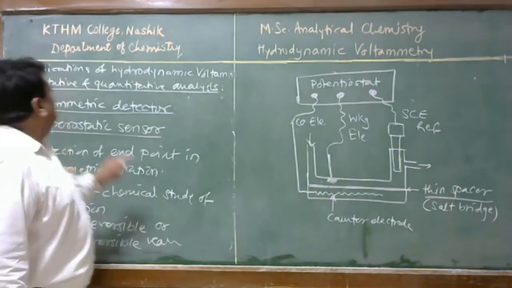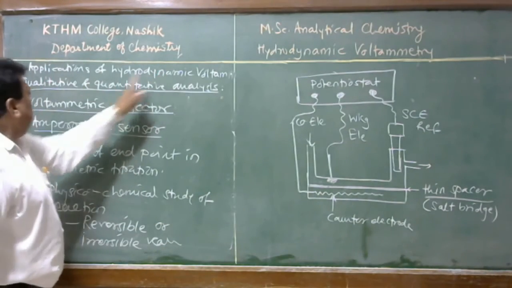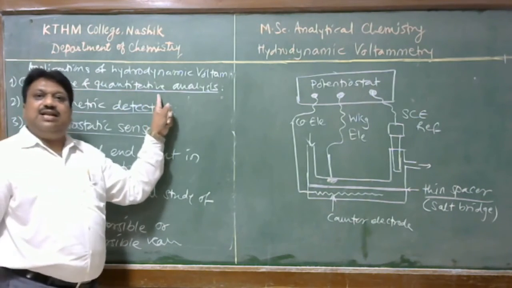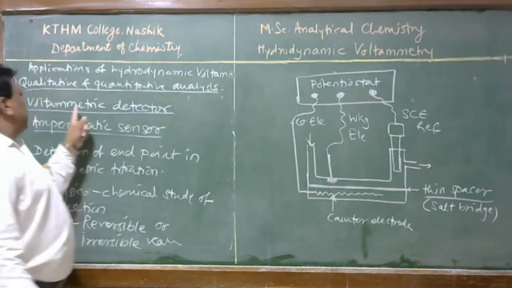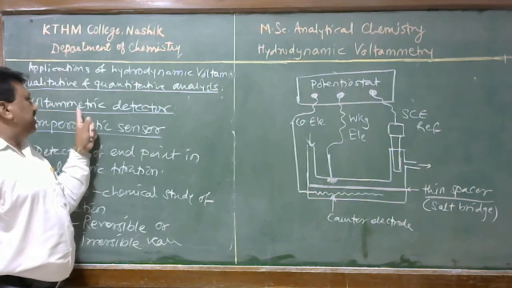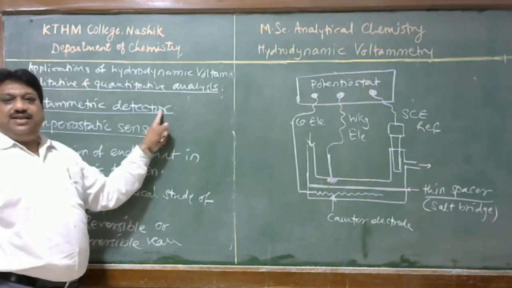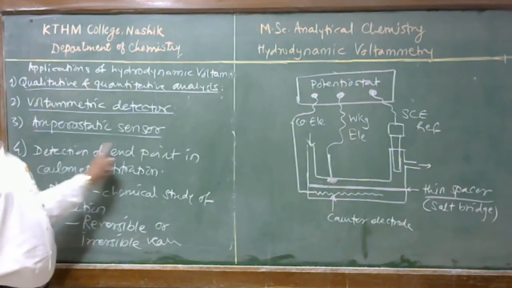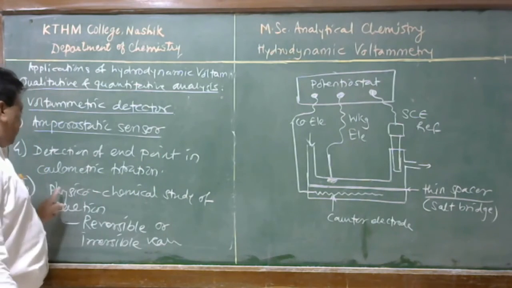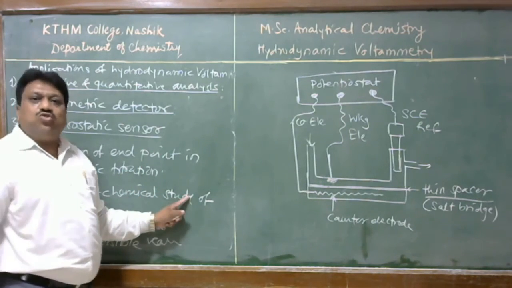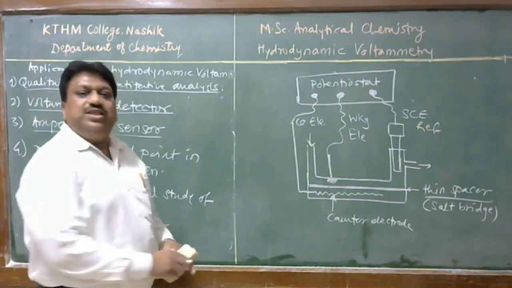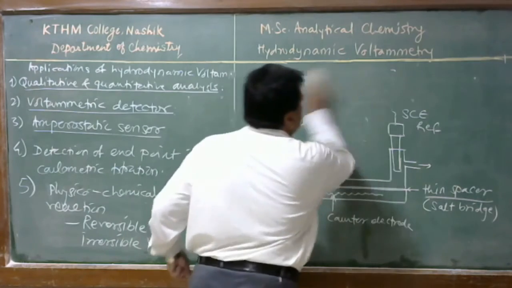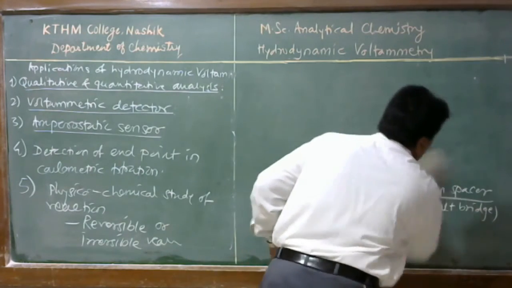Therefore, here student, hydrodynamic voltammetry can be utilized for qualitative analysis and quantitative analysis of electroactive species. Similarly, the most important applications are the voltammetric detector, the amperometric sensor for oxygen, detection of endpoint in coulometric titration, and to study the course of reaction. Student, with this we complete hydrodynamic voltammetry. Now the home assignment for hydrodynamic voltammetry.